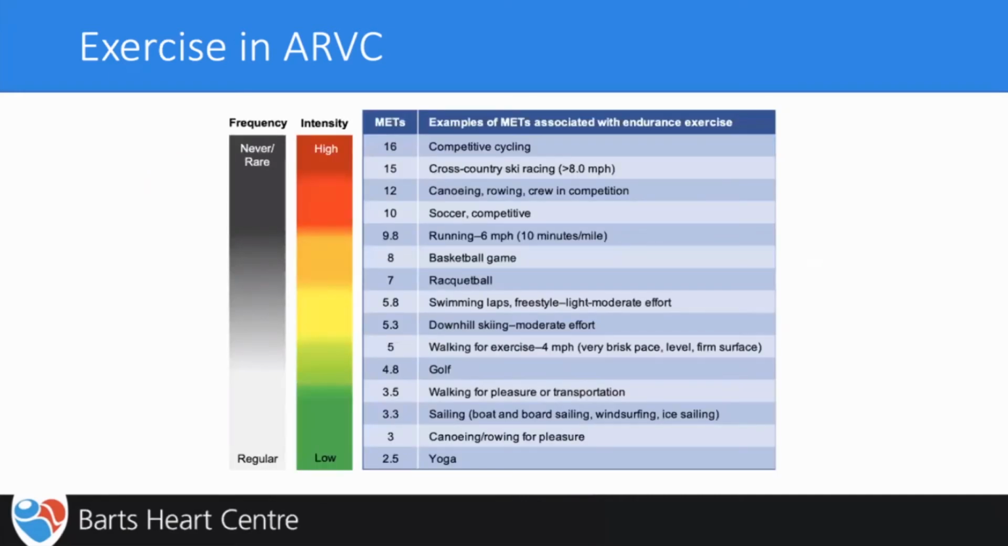Now, does this mean that we cannot exercise at all? Well, no, this is not correct. This is a very helpful table from the current guidelines for sports, which shows how high the intensity of some sports is and how frequently we can actually exercise there. Most of the low intensity sports we can do much more commonly, and this is probably quite helpful for a lot of individuals.